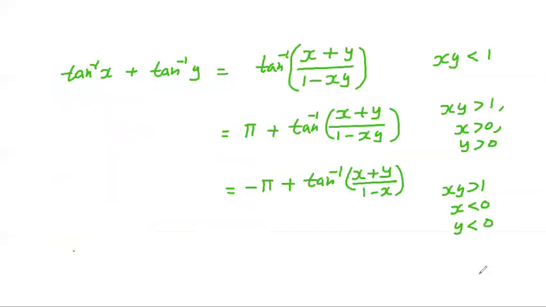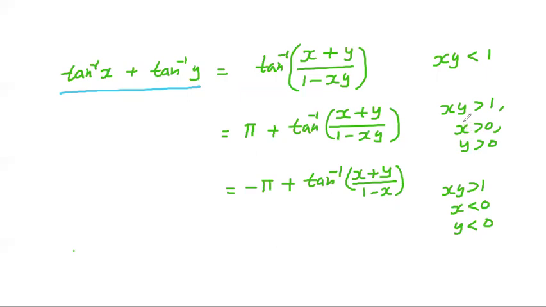Now, let's say two functions are there, tan inverse x plus tan inverse y, and we want to make the sum of these two functions. These two functions will be taken as a sum depending upon the values of x and y. If the product xy is less than 1, then we say tan inverse of x plus y upon 1 minus xy.